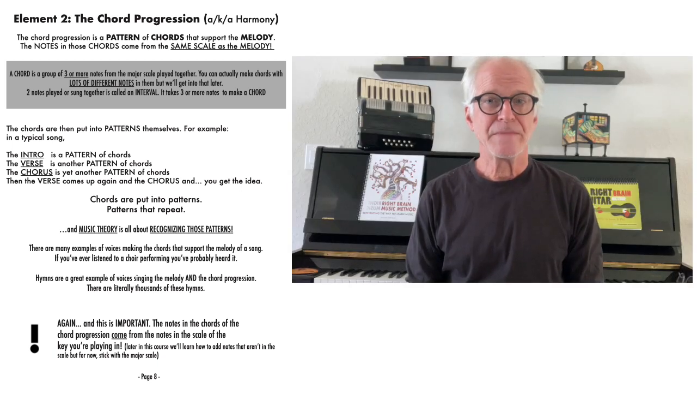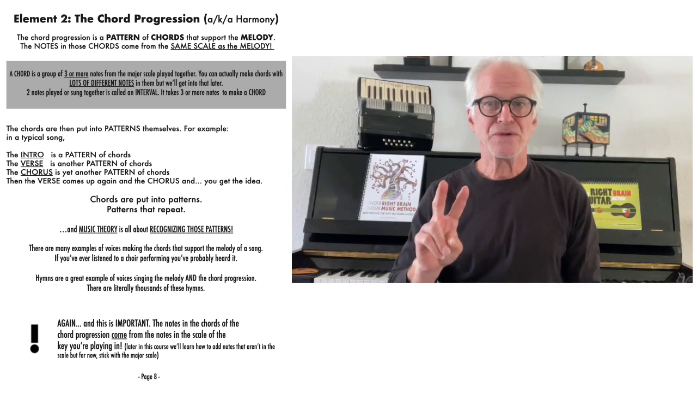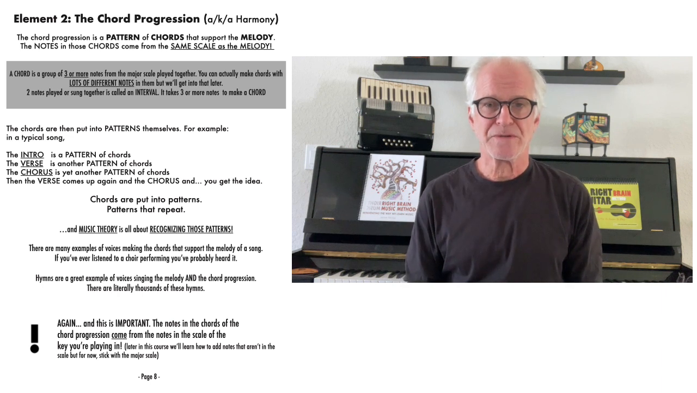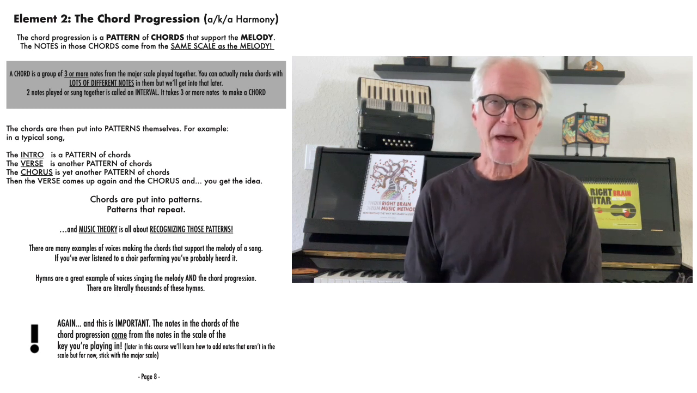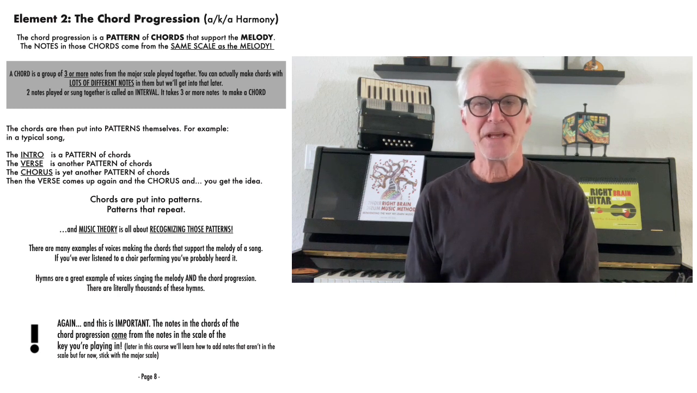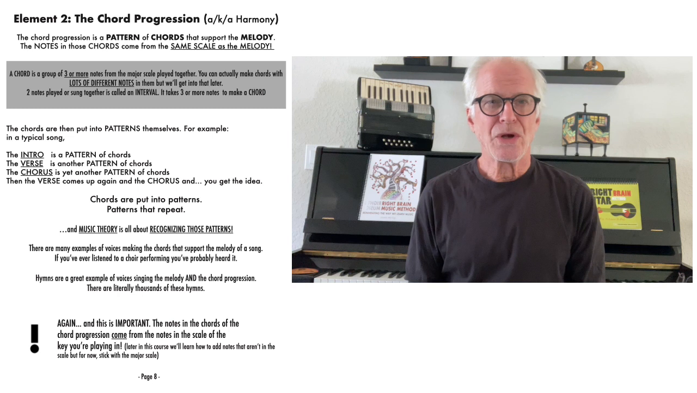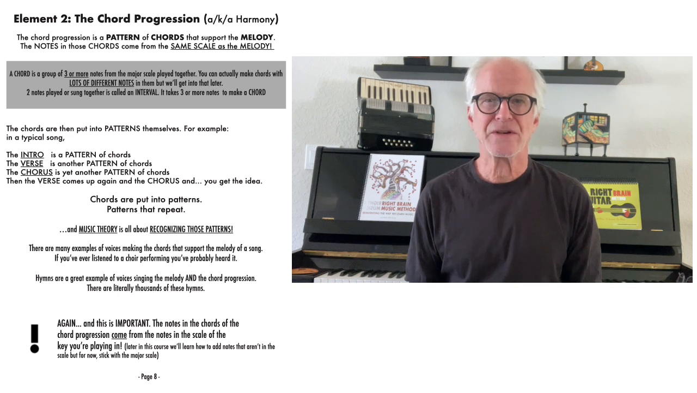Page 8. Element number 2, the chord progression, also known as harmony. The chord progression is a pattern of chords that support the melody. The notes in those chords come from the same major scale as the melody. Now, a chord is a group of 3 or more notes from the major scale played together.